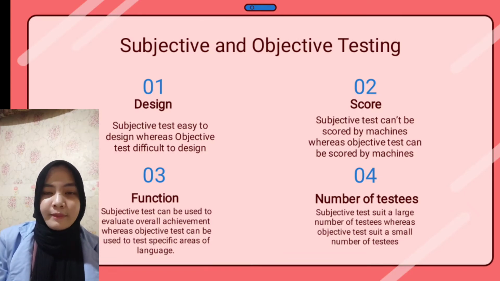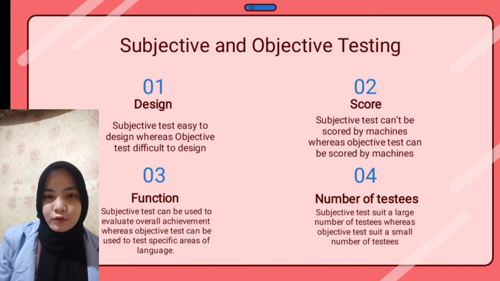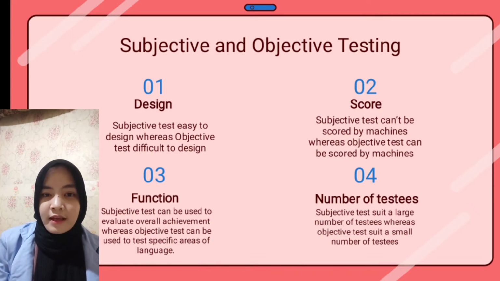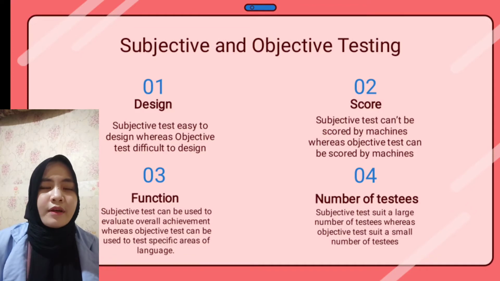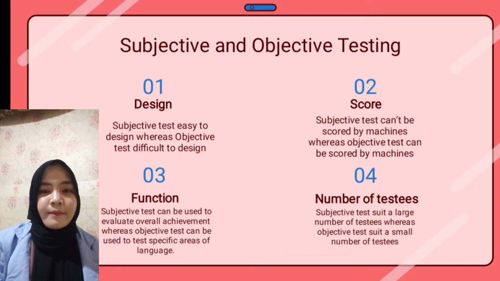To answer a subjective task, the pupil has to use his own words and expressions, whereas scoring of an objective task cannot be affected by the personal judgments of the examiner. To answer an objective task, the pupil has to select his answer from among 4 or even more alternatives. There are 4 differences of subjective and objective tasks.